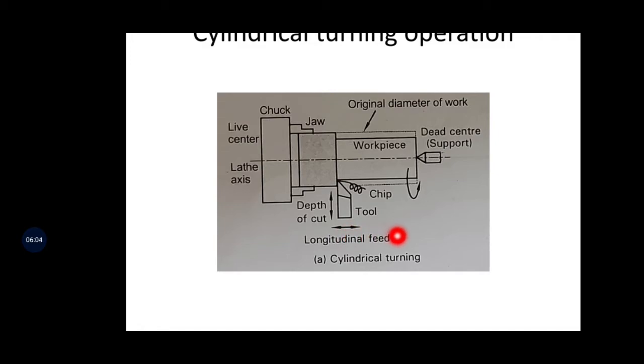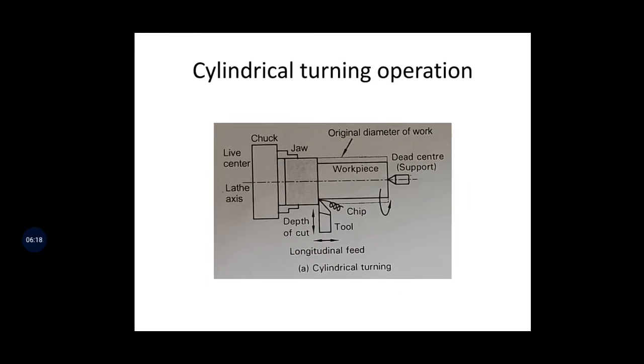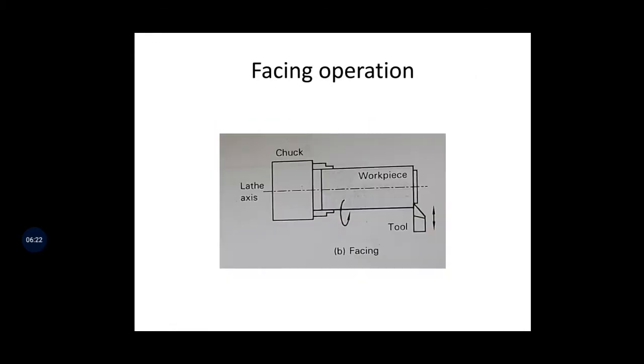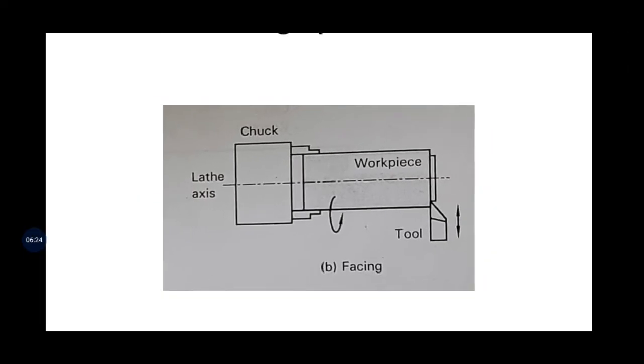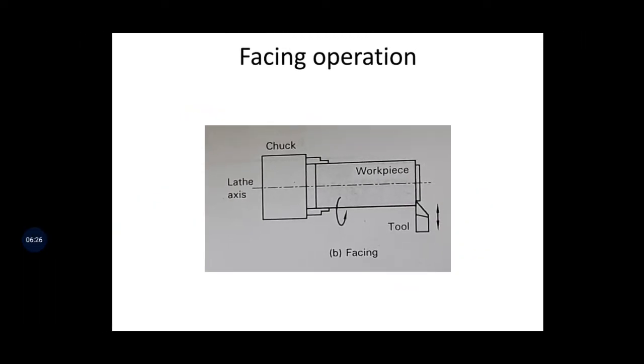Okay, so the feed is given in this direction with the help of the carriage wheel, and depth of cut is given with the help of the tool post, and switch on the machine, start giving the feed. So this completes the cylindrical turning operation. Next is the facing operation. Facing operation is used in order to reduce the length. Now feed is different, depth of cut is different.